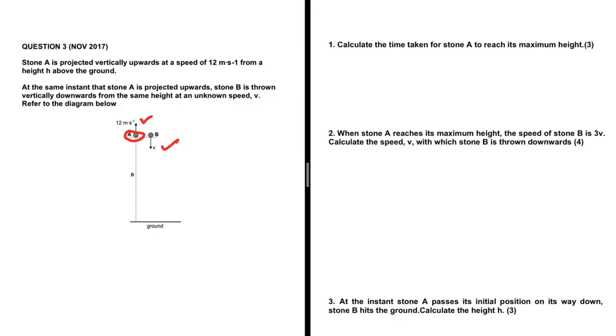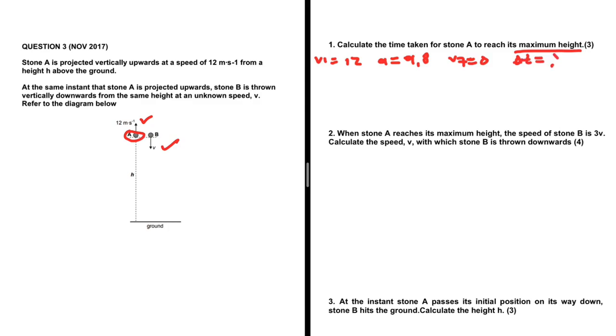So with regards to stone A, we know that it is projected vertically upwards with an initial velocity of 12 meters per second. We know the acceleration, like we always do in free fall, that is 9.8 meters per second squared. Apart from the acceleration, we have VF, because we are interested in the time taken to reach maximum height. We know that the velocity at the maximum height is 0. We are interested in the time, delta t.